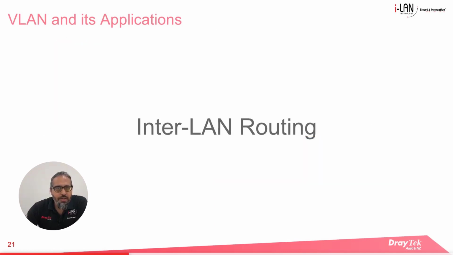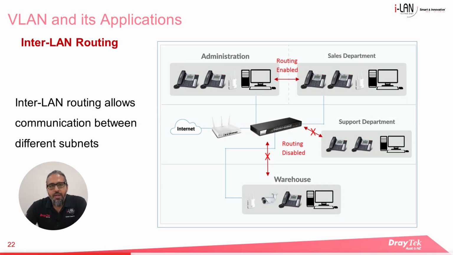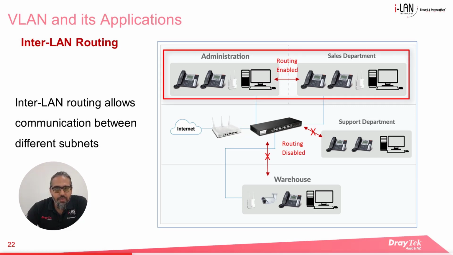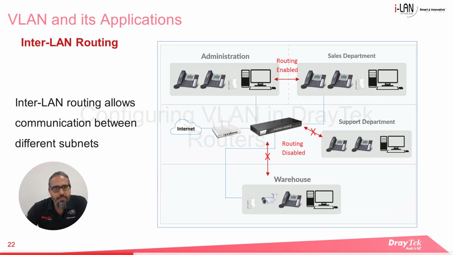If you want to allow communication between each VLAN, then inter-LAN routing has to be enabled between them. In this diagram, we only want to allow communication between the administration workgroup and the sales department. So we enable routing between these two LANs.